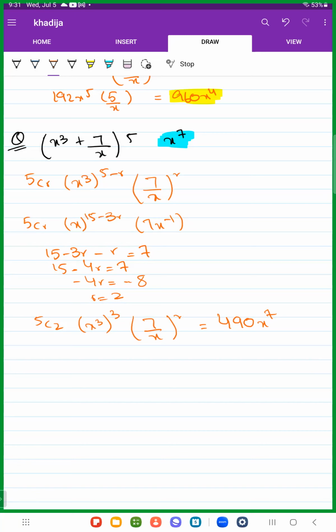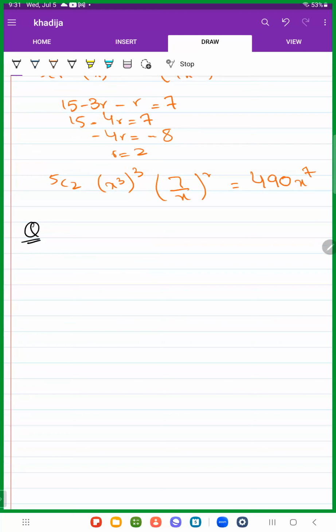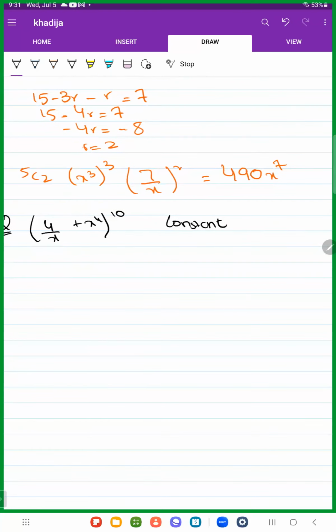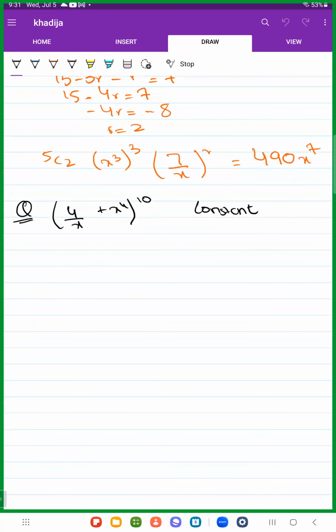So I got 490 x to the power of 7. Perfect. Okay, now just answer me this. If I give you this question and I ask you to find the constant, what will we equate that expression to? What do you need the power of x as? Constant is the same thing, right? So it would just be, I guess, either 1 or 0, like just 1 then maybe?